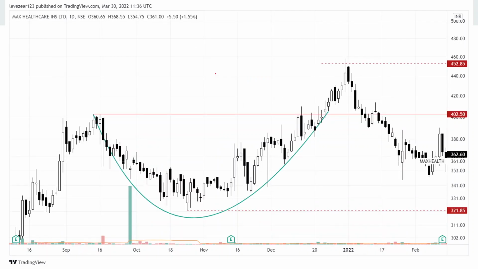Here is another example, Max Hospital. As you can see here, it again formed a base formation or the cup, but it did not form the handle, and it started moving upwards.